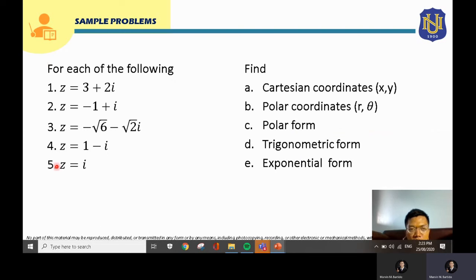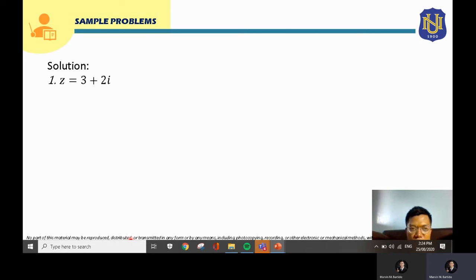Okay, so for each of the following given complex numbers, we have to find letter A, the Cartesian coordinates, letter B, polar coordinates, letter C, polar form, letter D, the trigonometric form, and letter E, the exponential form. So let's start solving these examples. For number 1, z is equal to 3 plus 2i. So we are asked to solve for its Cartesian coordinates, polar coordinates, polar form, trigonometric form, and then exponential form.